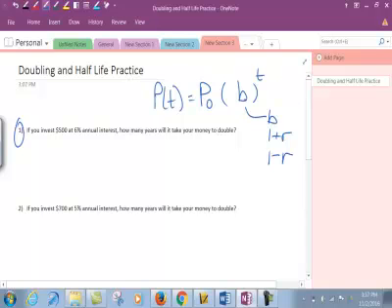All right, so in the first situation we have $500, so that's our initial amount, and the rate it's growing at is 6%, so we always change that to a decimal, and we put it in that form. And then the question is, how many years will it take to double? So that's asking, when will the 500 turn into 1,000?